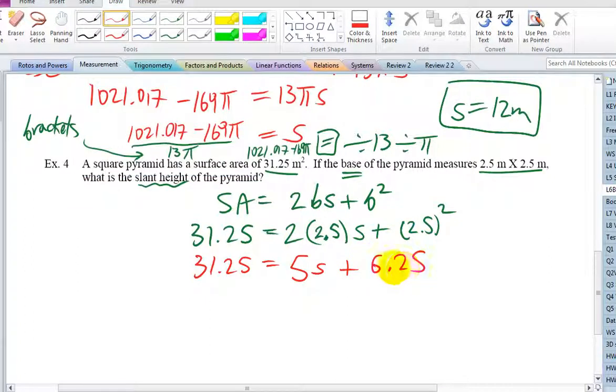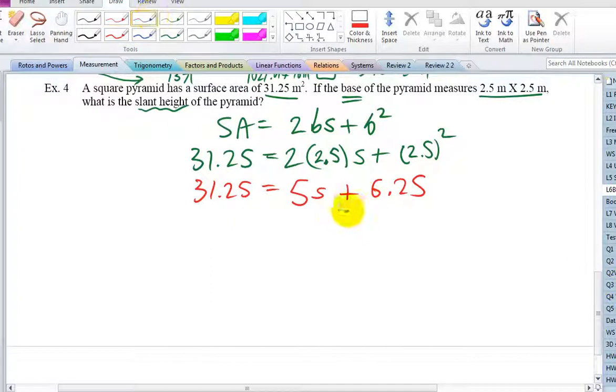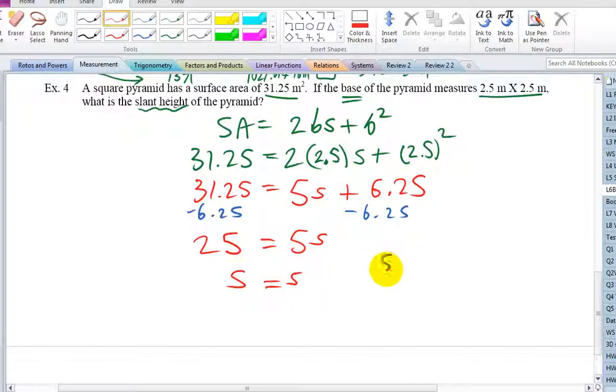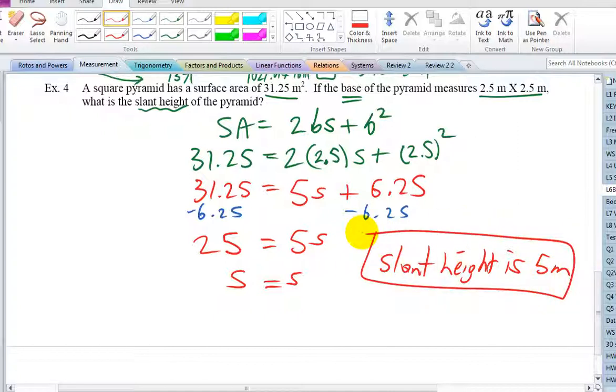Okay. All right, what do you guys think we should do now? Get minus 6.25, okay? So minus 6.25. So we're going to get 25 equals 5s. Oh, that looks nice. What does s equal? 5. So we should have been all along doing a quick sentence like slant height is 5 meters. Okay, we should do a quick little sentence. I didn't. I cheated. I'm sorry. Forgive me. Any questions?